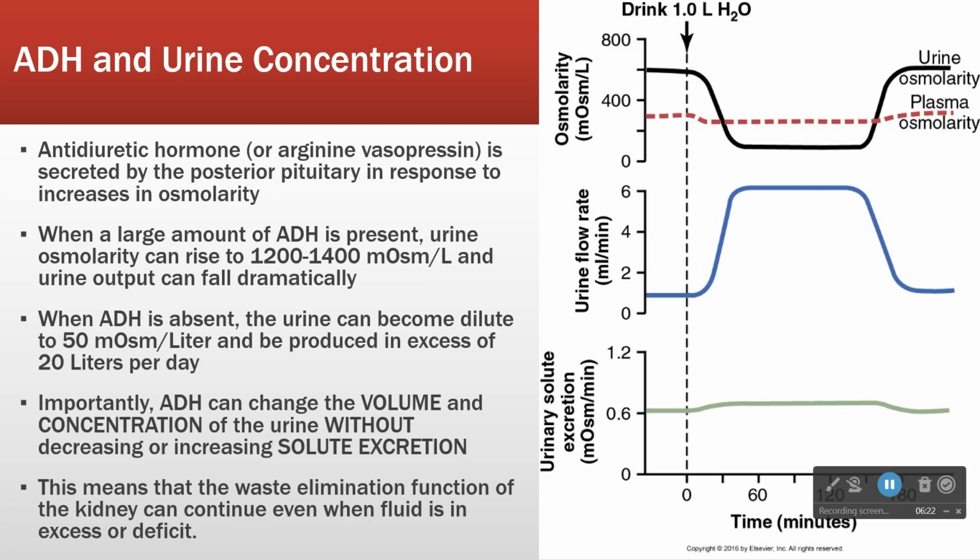Now, what makes this important is this point right here. ADH is the only system that can change the volume and concentration of the urine without changing solute excretion. In other words, we're still excreting the same amount of waste products. We're just doing so in a different amount of fluid. So it makes ADH really critical to our fluid balance. The other way to look at this is it separates the fluid balance role of the kidney from the waste removal role of the kidney. It means the kidney can do both. It can continue its waste removal role even as it adjusts plasma volume.